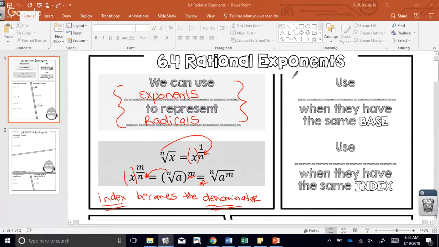In my opinion, one of the challenging parts of this chapter is to know when to use exponents and when to use radicals. So 9 times out of 10, we are going to use exponents when they have the same base. We're going to use radicals when they have the same index. Exponents when they have the same base. We can multiply radicals when they have the same index.